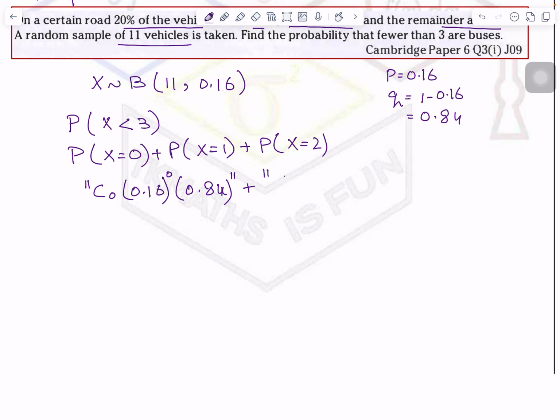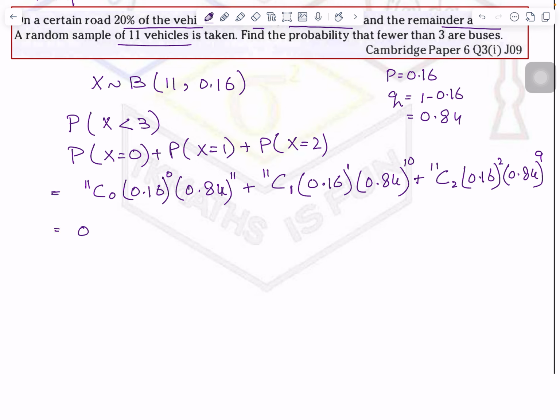Plus 11C1, 0.16, you write this power 1 here, and 0.84 power 11 minus 1, which is 10. Plus 11C2, 0.16 power 2, and 0.84 power 11 minus 2, which is 9. Then you can pick up the calculator and write down the values. I have calculated this in advance to save time. Write up to 3 to 4 decimal places.